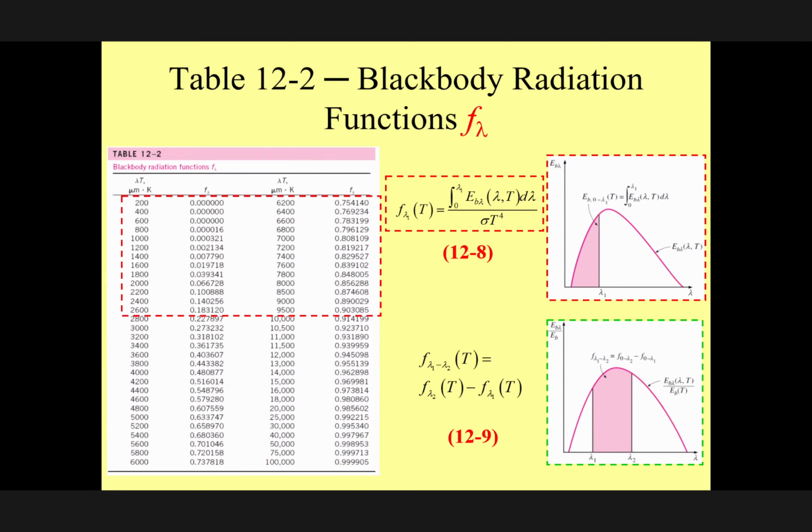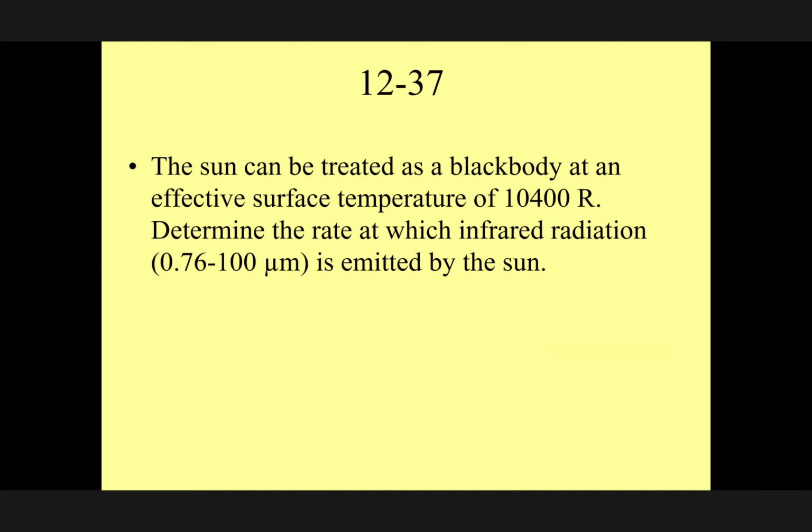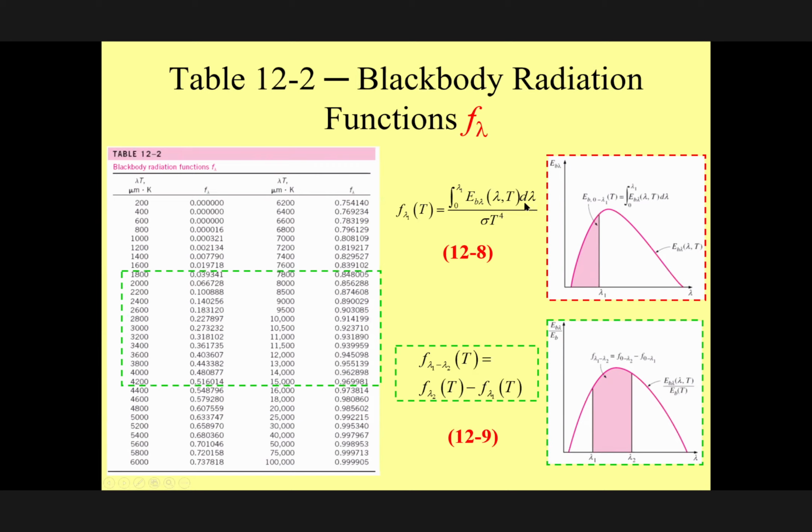That means 100 micrometers. And you can go back and calculate what range falls, and you can calculate your lambda 2 T. Therefore, the temperature of the sun is the same in both cases. This is your 0.76, this is 100. And you can calculate what portion of energy falls in this range, okay?